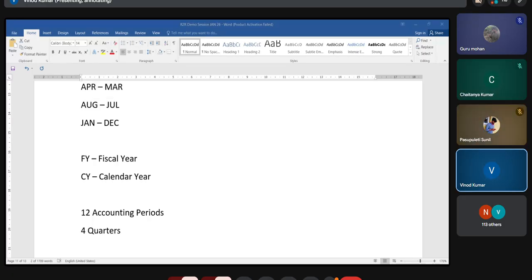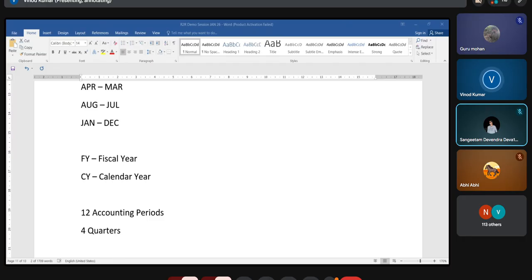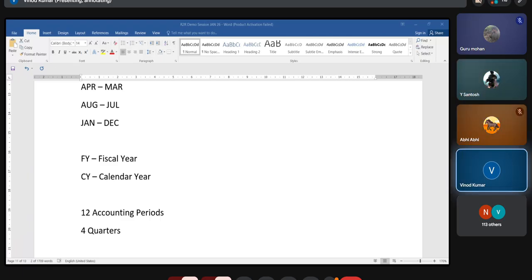12 months. If you follow August to July, how many months? Same. 12. If you follow January to December, 12. So whatever the cycle can be, every financial year will have 12 accounting periods.